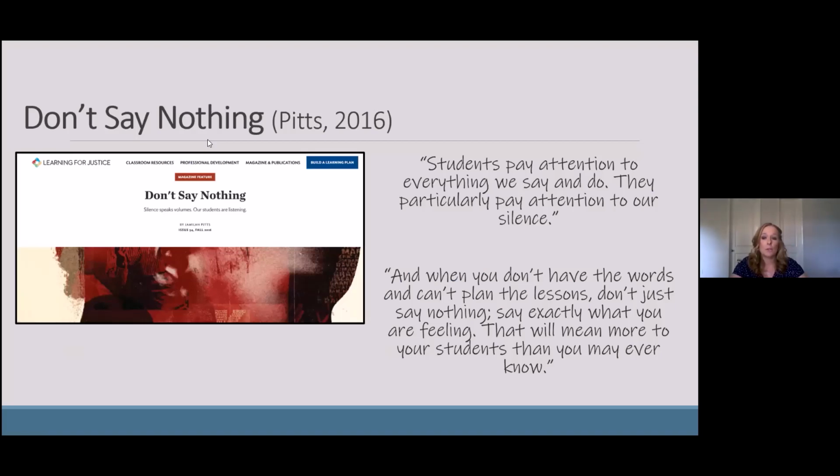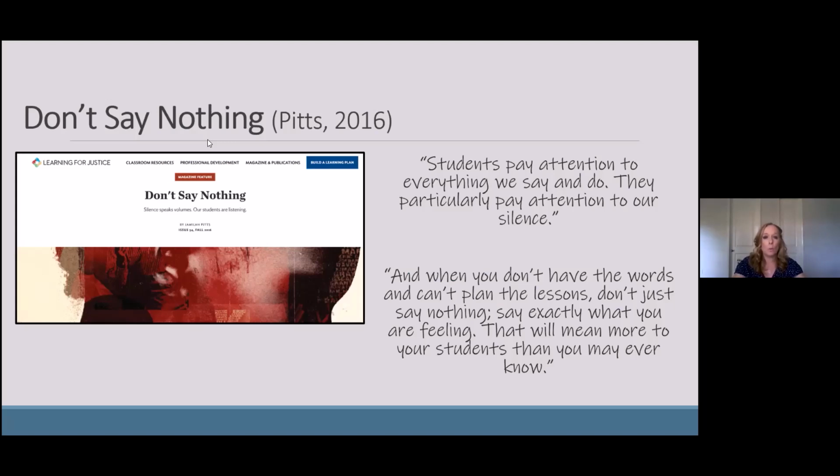That will mean more to your students than you may ever know. And maybe you don't say anything, you let them say the words through silent dialogue or through something. But when things happen, for example, when George Floyd is killed and students come to school the next day, or probably that Tuesday, if you say nothing, you're sending a message.